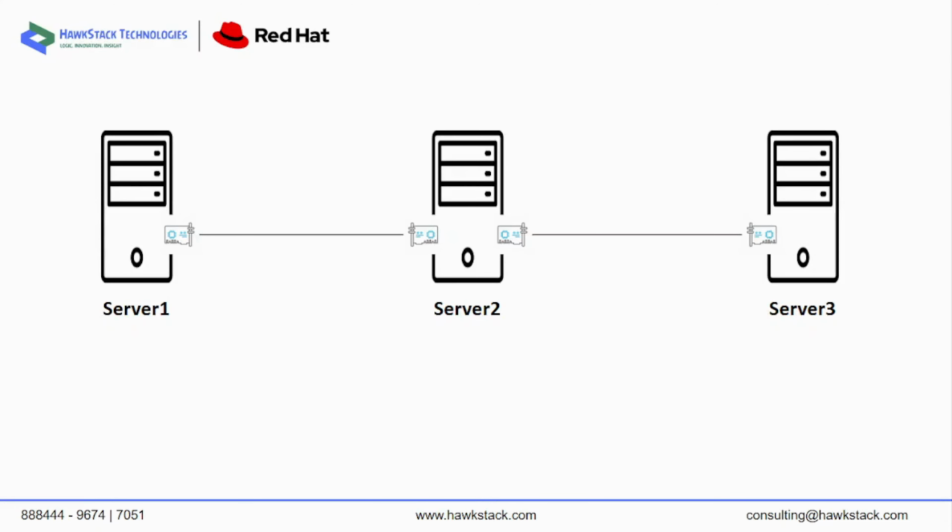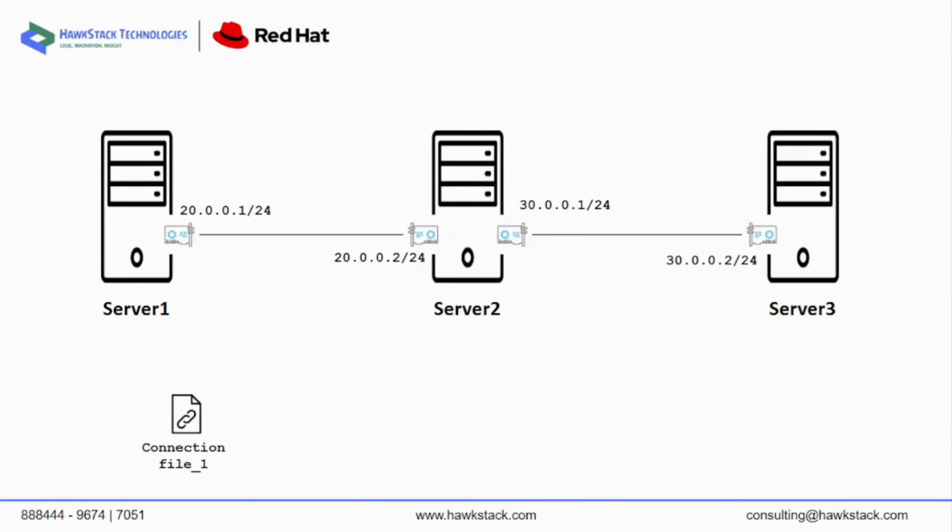Now we will assign the following IP addresses. On server 1, we will assign 20.0.0.1. On server 2, we will assign 20.0.0.2 to the first interface and 30.0.0.1 to the second interface. On server 3, we will assign the IP address 30.0.0.2.